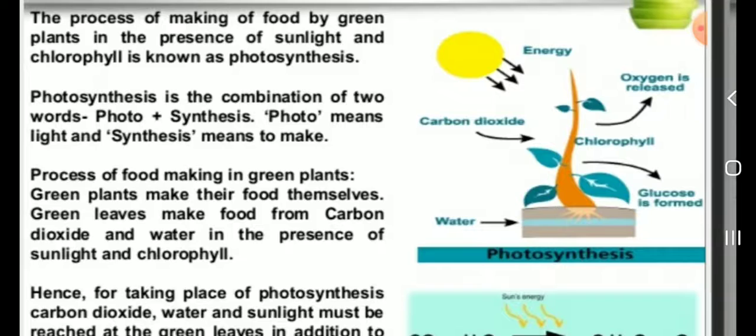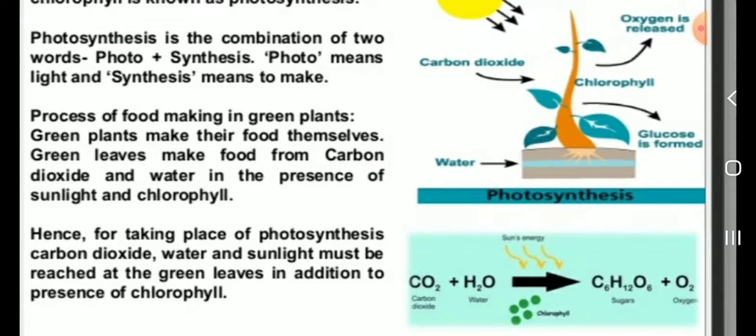What are the two words in photosynthesis? Photo plus synthesis. What is meant by photo? Photo means light. Synthesis means to make. Next, the process of food making in green plants.